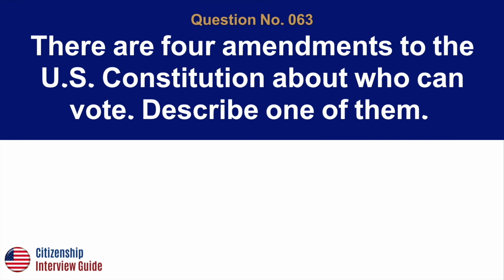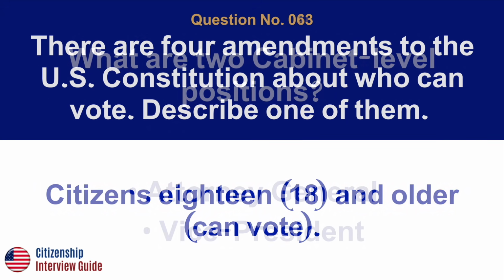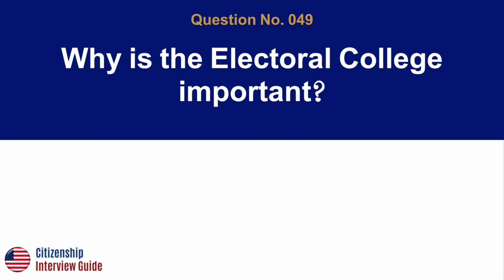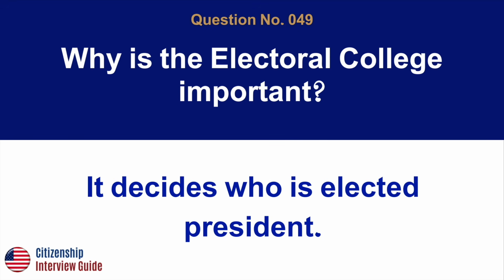There are 4 amendments to the U.S. Constitution about who can vote. Describe one of them. Citizens 18 and older can vote. Why is the Electoral College important? It decides who is elected president.